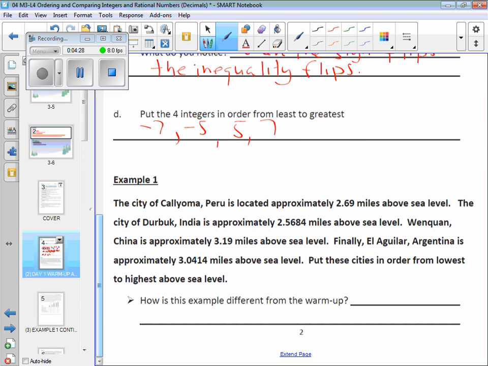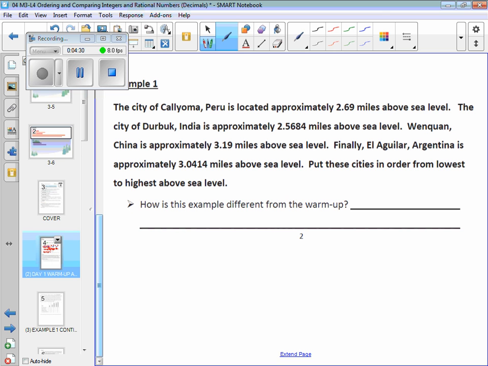Jen. They are all positive, that's true. What else, though? How is it different? They're rational. Yes, first. Yep, you got it. We're seeing rational numbers for the first time.